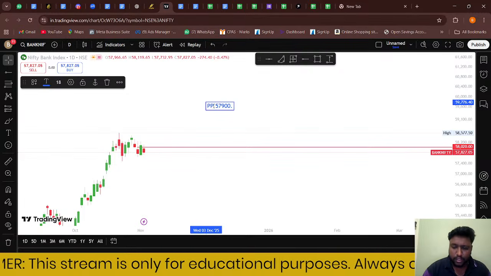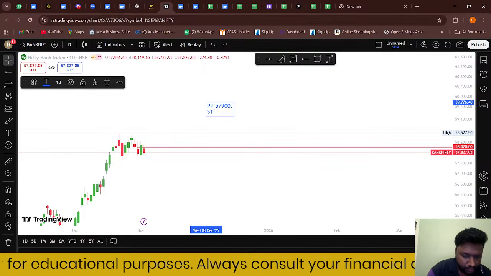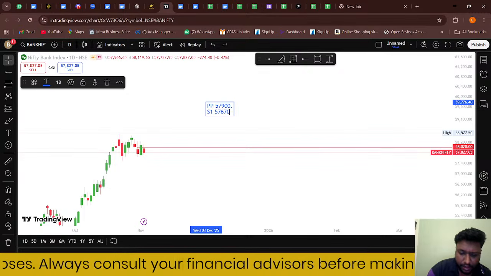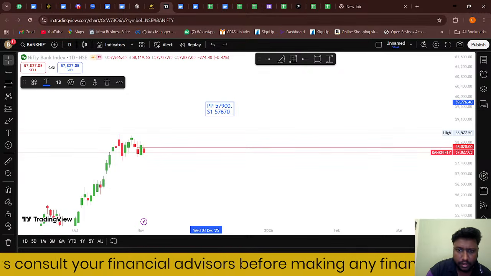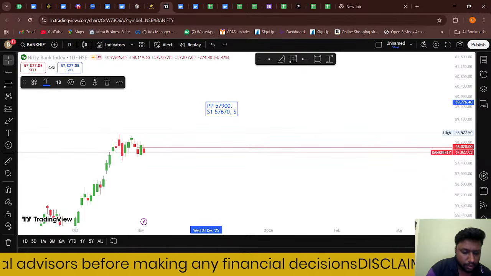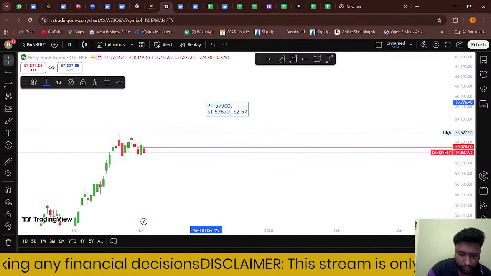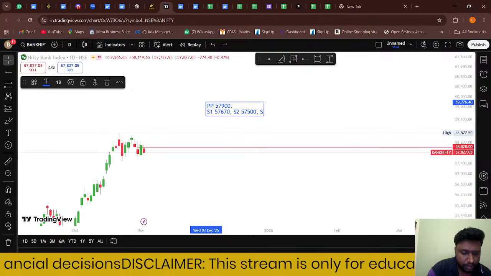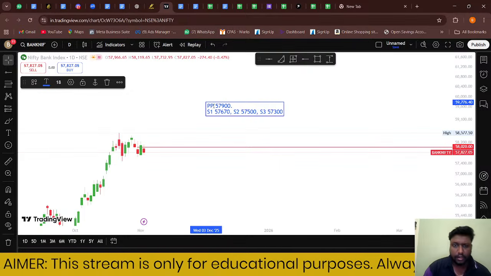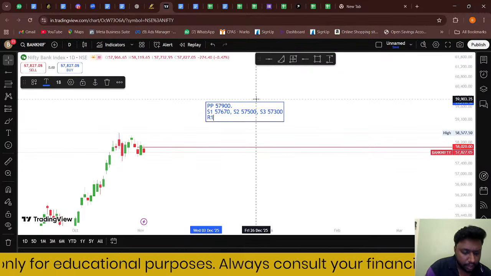With respect to that, we are plotting support 1, which is at 57,670. Let's mark it as 670 only. Support 2 will be at 57,500, and support 3 will be at 57,300. We'll mark it at 300. So these are the three support levels, and we will quickly move on to the resistance part.